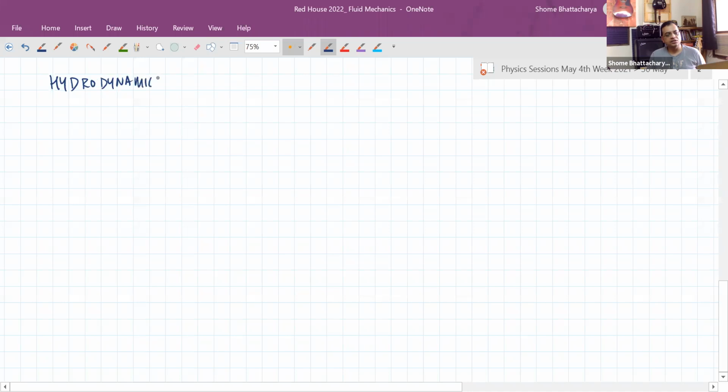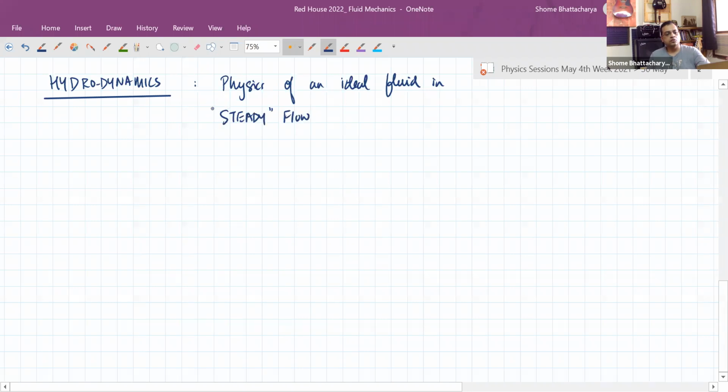So hydrodynamics, as the name suggests, is the physics of a moving fluid. Dynamics is a reference to motion, and hydro is a reference to fluid. But in this particular chapter, hydrodynamics, we are going to study a very specific type of motion. We're going to study the physics of an ideal fluid in what is called steady flow, or also another name for it is streamline motion or streamline flow. So let's understand the definition of this.